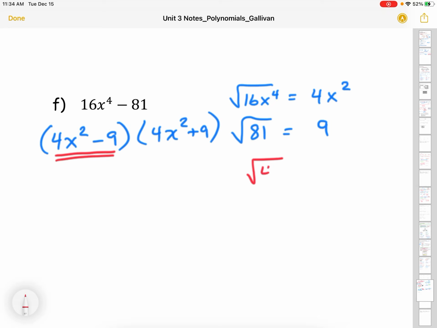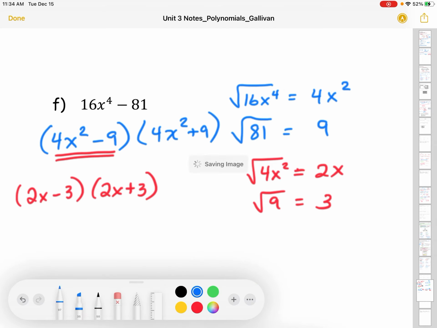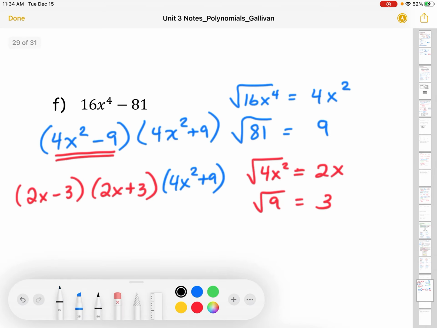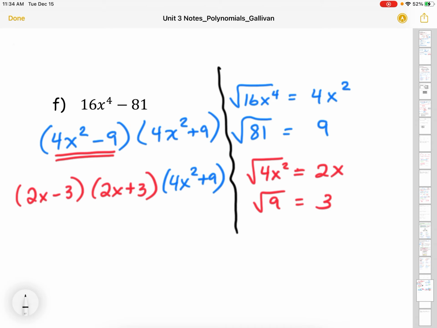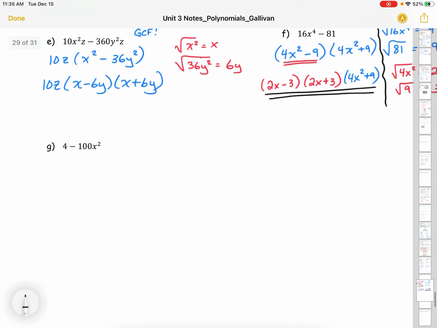This is also a difference of squares. What do you mean, miss? Well, the square root of 4x squared equals 2x, and the square root of 9 equals 3. So we can take this one further down to 2x minus 3, 2x plus 3. And then we have to keep the original one from the expression, 4x squared plus 9. Okay, I'm just going to draw a line to separate my squares. So this would be my final answer. I cannot factor any further, but you have to do the difference of squares again there because it's not done.